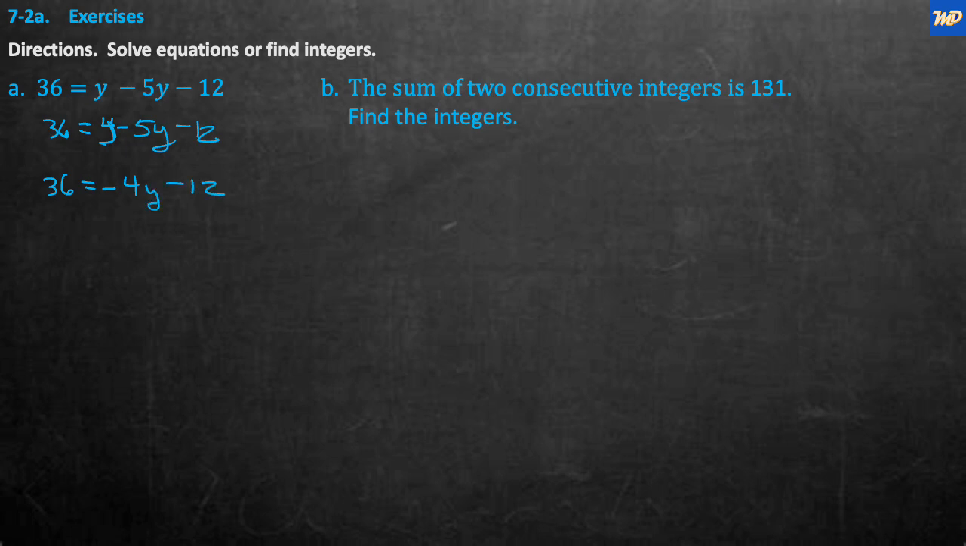Now we're going to get rid of the addition and subtraction that's required here. In order to do that, we're going to add 12 to both sides. So 36 plus 12 is equal to minus 4y minus 12 plus 12. Doing this, we eliminate the 12s, and we have minus 4y on this side, and that equals 36 plus 12, which is 48. So now 48 equals minus 4y.